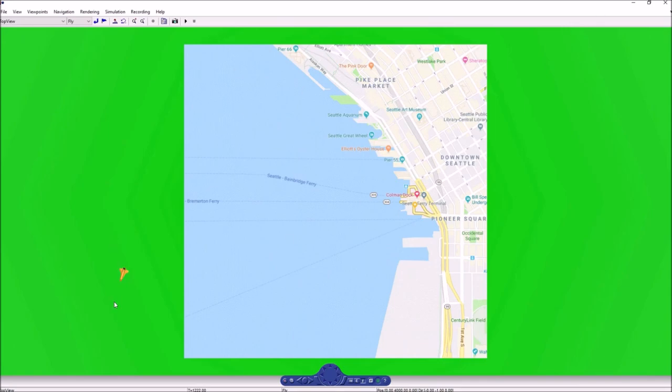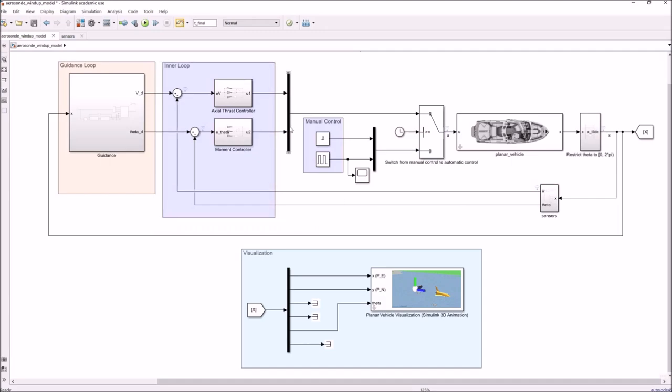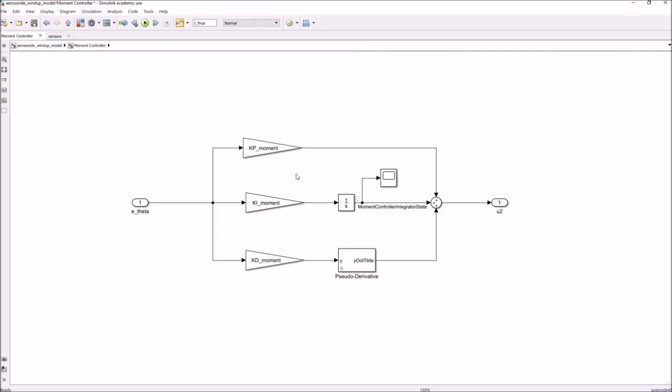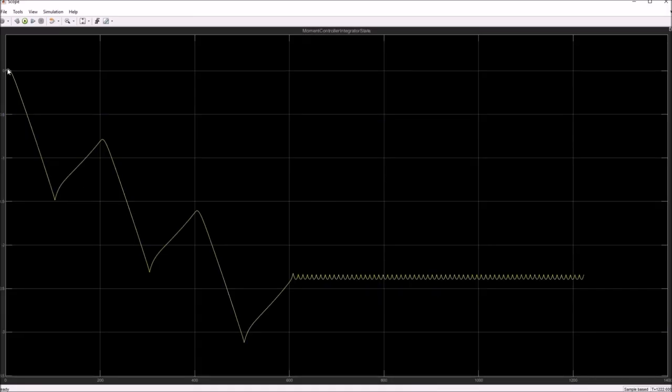In fact, let me stop this because we've long since crashed, and instead we can look and see what ended up happening. If we come in here to the moment controller and look at the integrator state, you can see this is the problem, right? When we were in that racetrack pattern for the first 600 seconds, look at what's happening. The integrator is just winding up and accumulating all of this error as the vehicle was flying eastward and then turning around, going westward and then eastward and westward. And then when we had that comm failure and the autopilot switched on, suddenly the integrator was just out of control at this point, right? It was outputting a really hard turn left or turn right command, which the vehicle is just not able to recover from, and we basically crash, right?